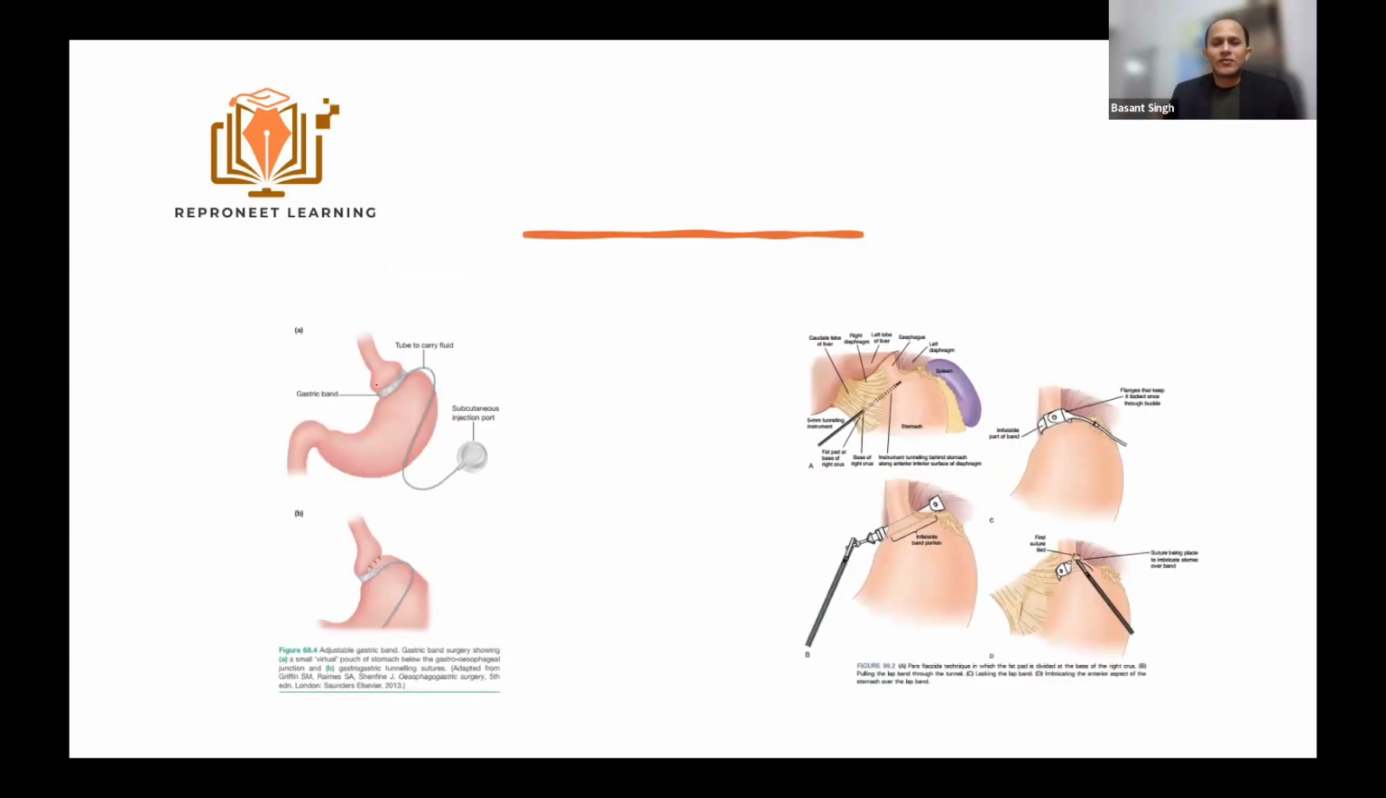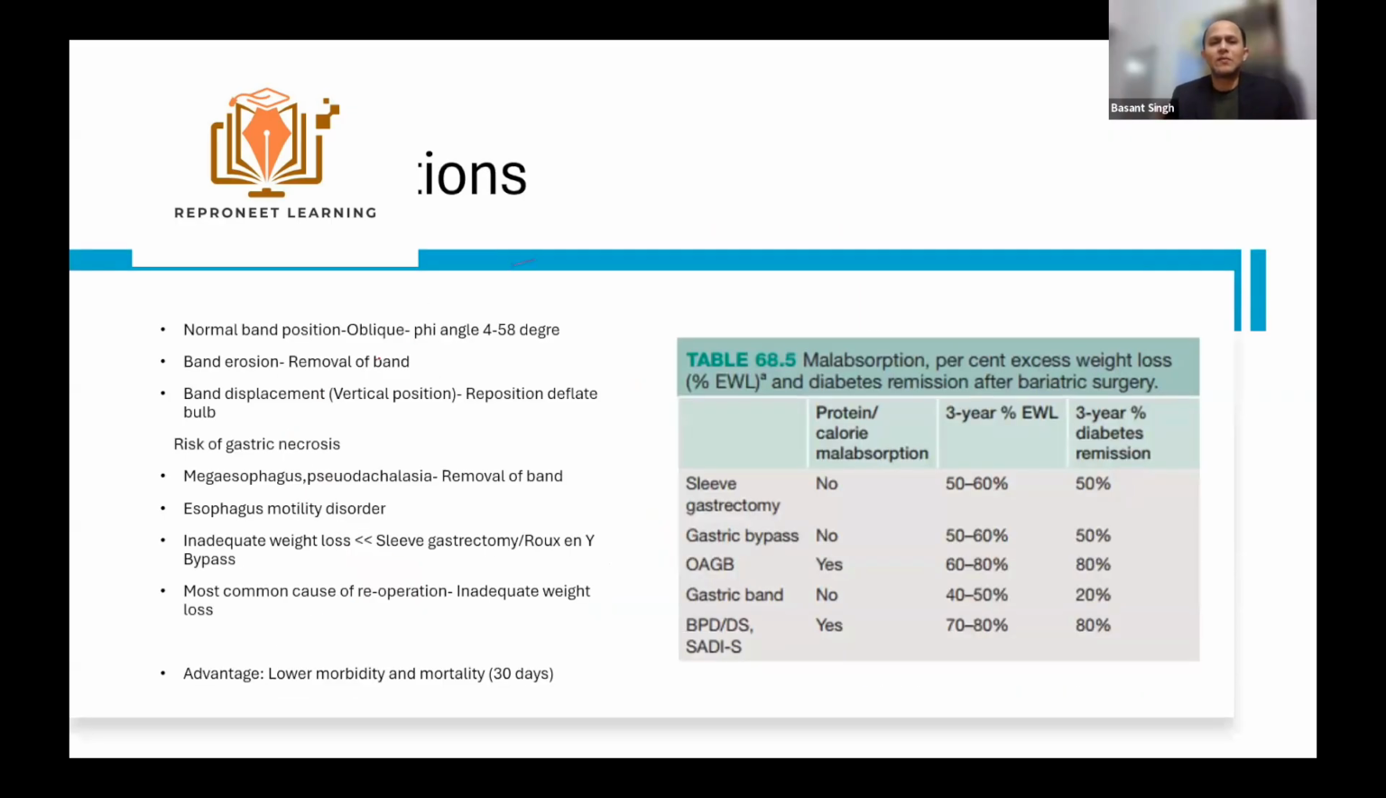So this is how it works. You just go and compress the stomach. It's just squeezing the stomach below. So normal band position is at a certain degree. This is called the phi angle. Normally it is oblique like this, and if it slips, it becomes vertical. Sorry, vertical. So if you have a band erosion, you have to remove the band. If it is a band displacement, you deflate it and then you can reposition it. This is because there's a risk of gastric necrosis.